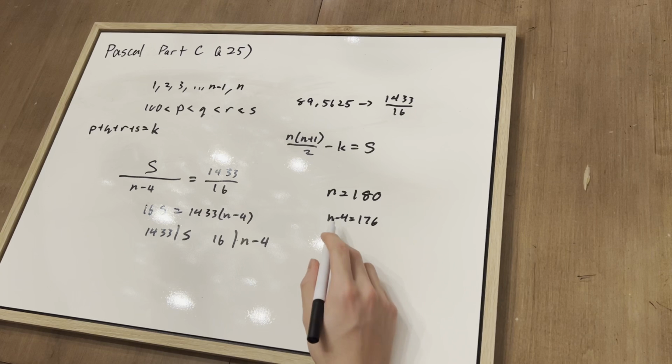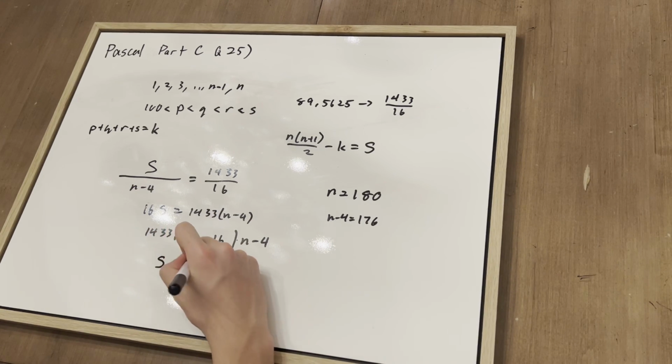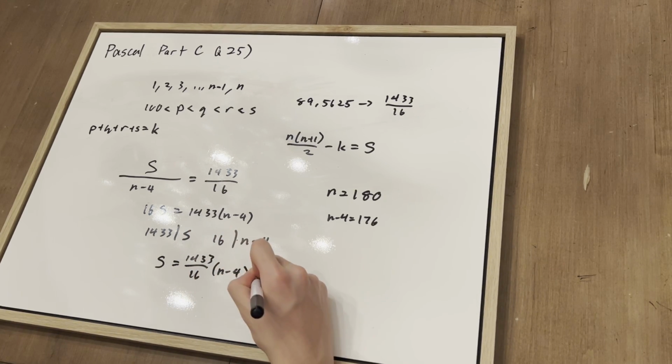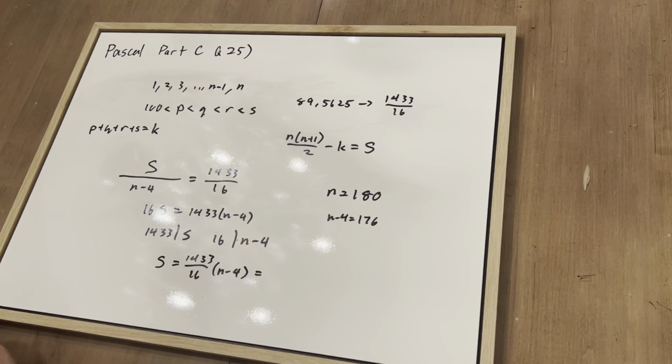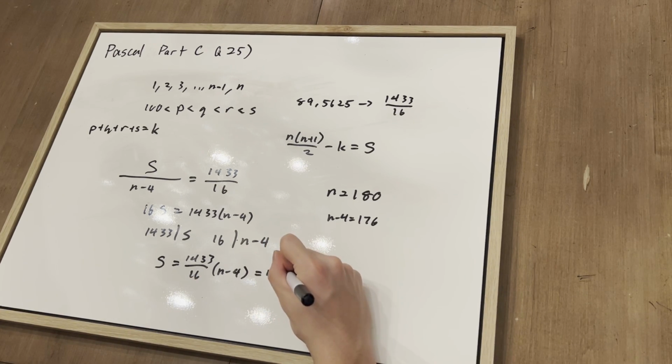So now what we can do is plug n minus 4 into this equation. Now we get that s equals 1433 over 16 times n minus 4, which is also 176, and we can just work this out in our calculator, and eventually we get 15,763.